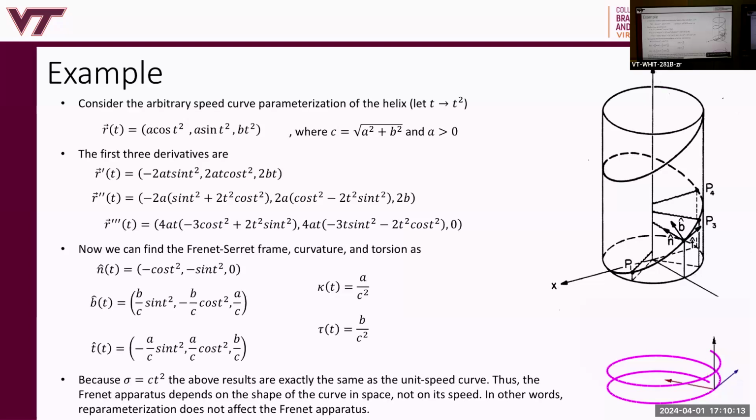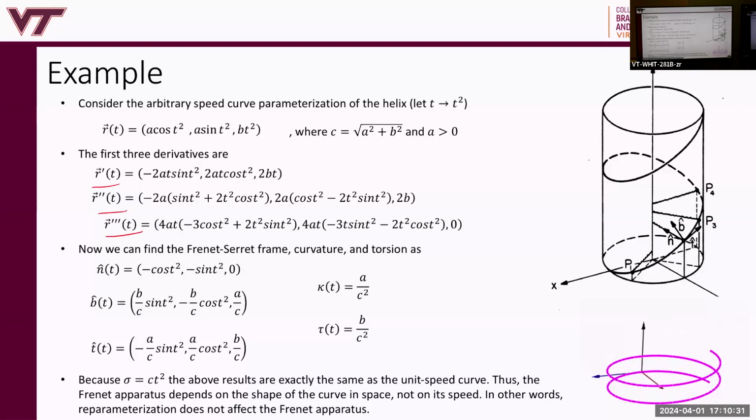r prime is, so we differentiate this cosine of t squared. We get negative 2at sine t squared, and then 2at cosine t squared and 2bt, yeah? Then we have to differentiate that again, and a third time. We get all three of these. Okay?